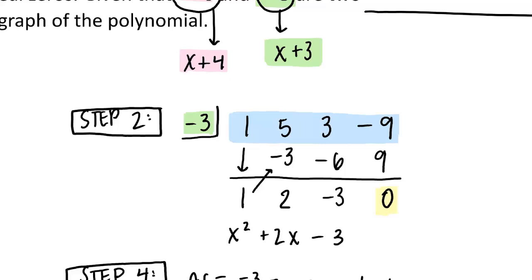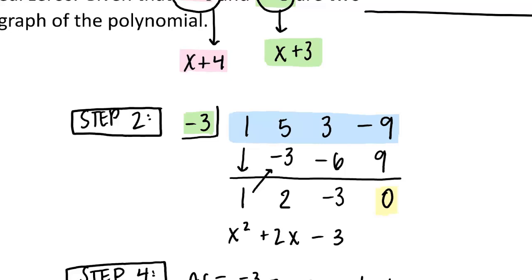And whatever quotient I get, now I'm down to x squared. Because I started with x to the 4th. I divided it once. That got me down to x cubed. And now I divided it again. That got me down to x squared. So now I'm on x squared plus 2x minus 3. Remember, these numbers tell me the coefficients. And again, I get a remainder of 0, which I knew was going to happen because I knew x plus 3 was a factor.